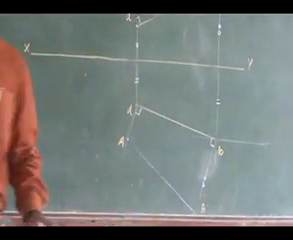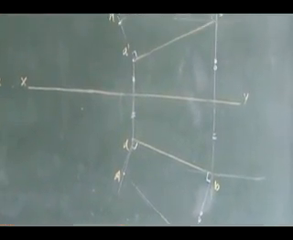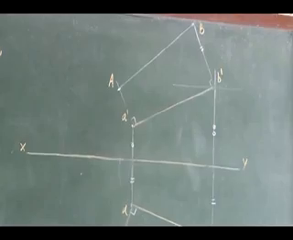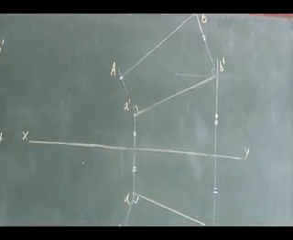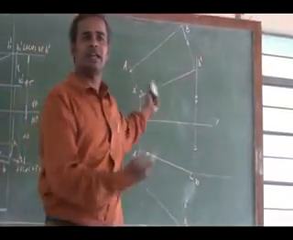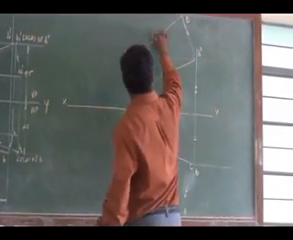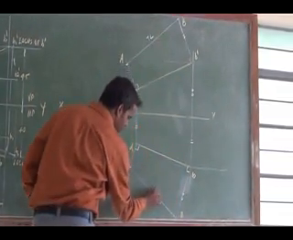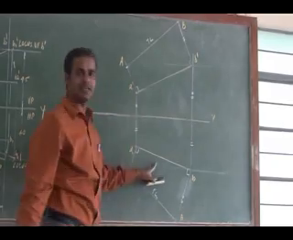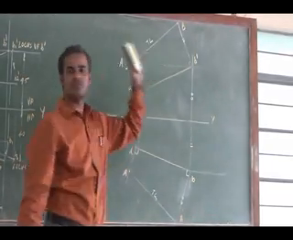Okay, so which is my true length? The actual original line length, the true length, is AB. I can straight away measure it and give it. Okay, this is going to be my true length. This is the top view length, this is the front view length.